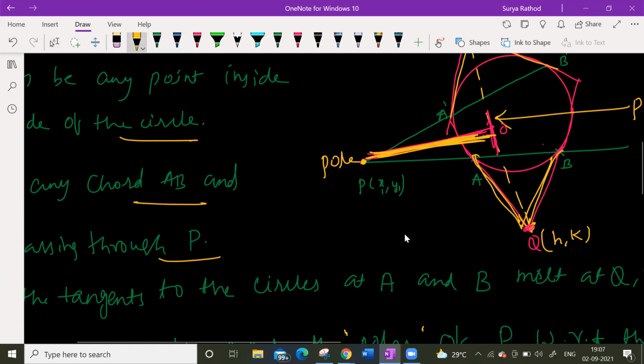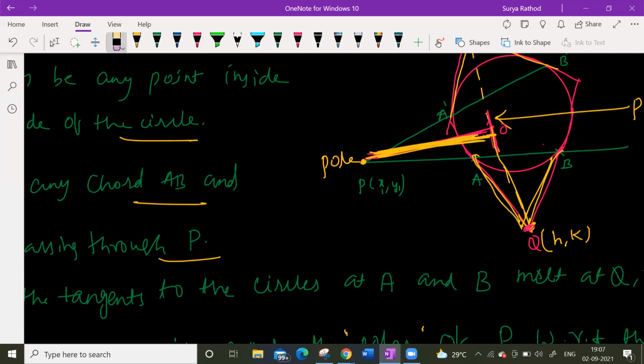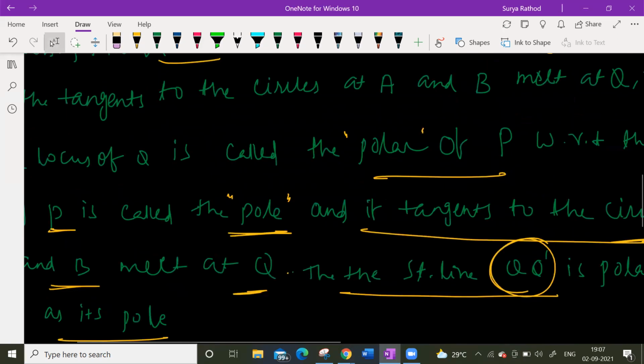This OP, this is the center. Look at this OP into this OQ. OQ is equal to what? Radius square. Very, very important. Clear? OP and OQ will be equal to radius square. All right, so this is the property.